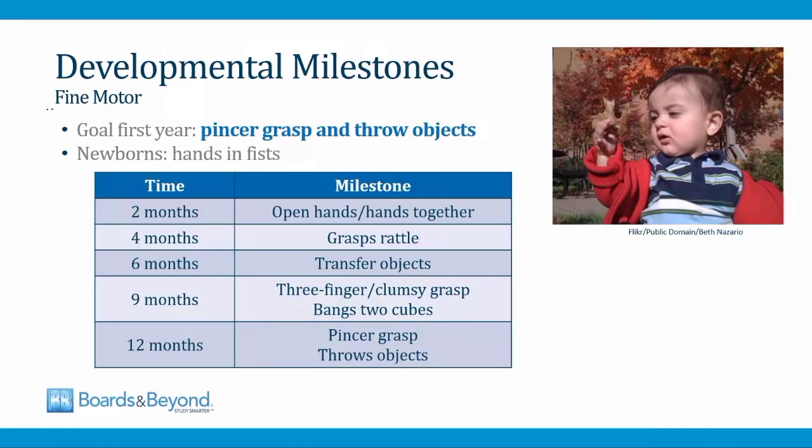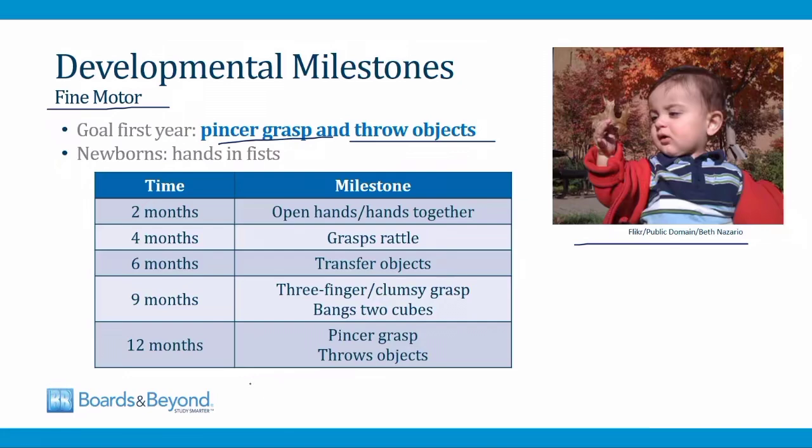Now let's talk about fine motor function, which involves the development of the ability to use the fingers and hands for fine motor functions. And the goal of the first year in terms of fine motor development is for the child to acquire a pincer grasp and the ability to throw objects. This is a child pinching a leaf between his thumb and fingers. That's evidence of the pincer grasp, which most children acquire the ability to do at 1 year.